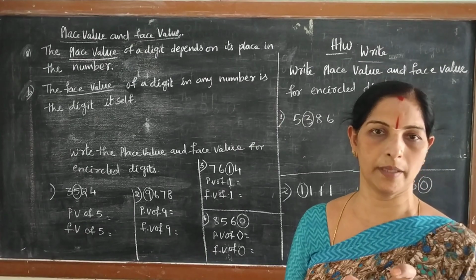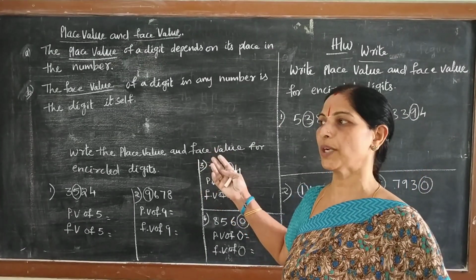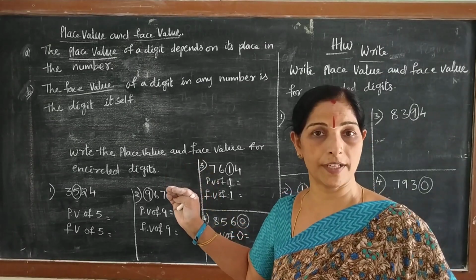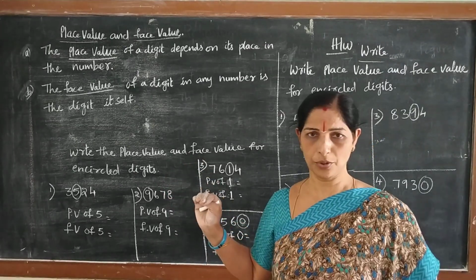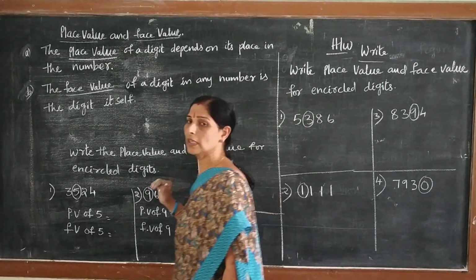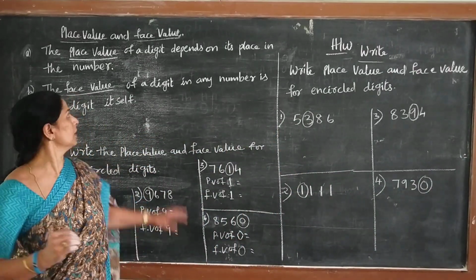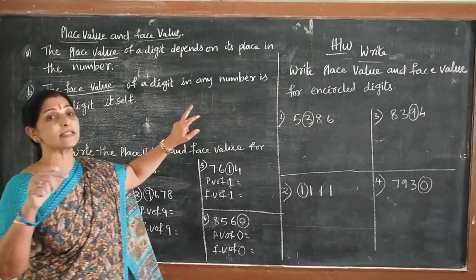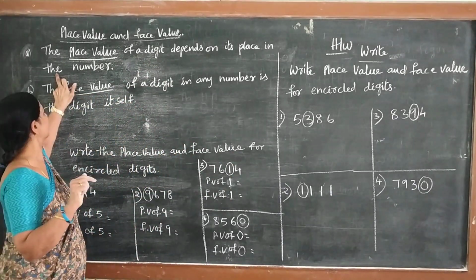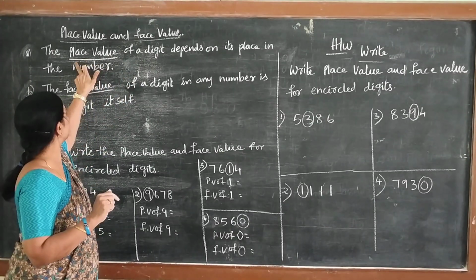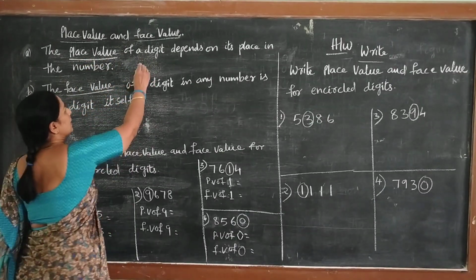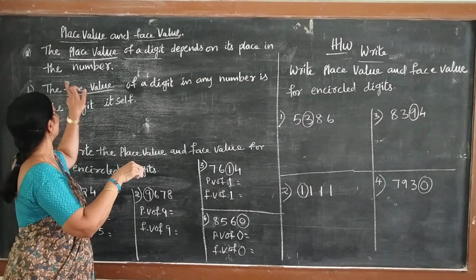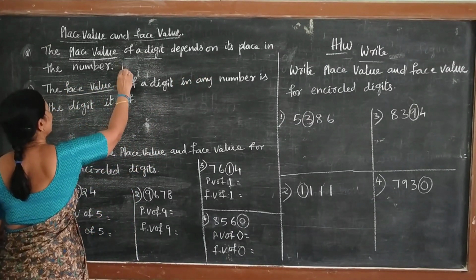In the previous class you learned about writing figures, how to write a number for a given number. In this class I would like to explain about the place value of a digit and the face value of a digit in the given number. Do you know what is the meaning of a place value, children? Place value means the place value of a digit depends on its place in the given number.